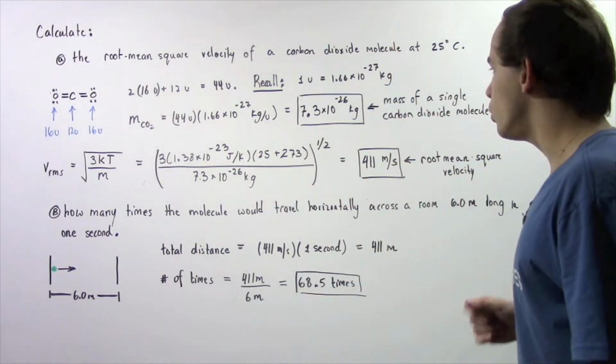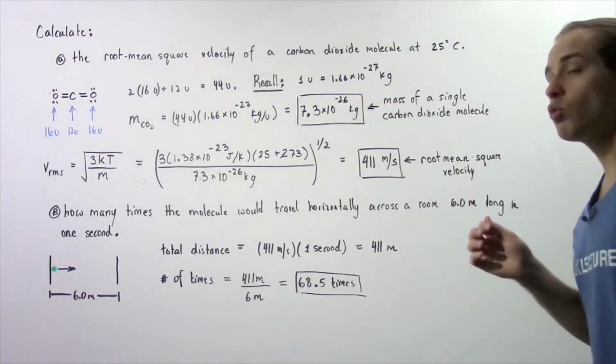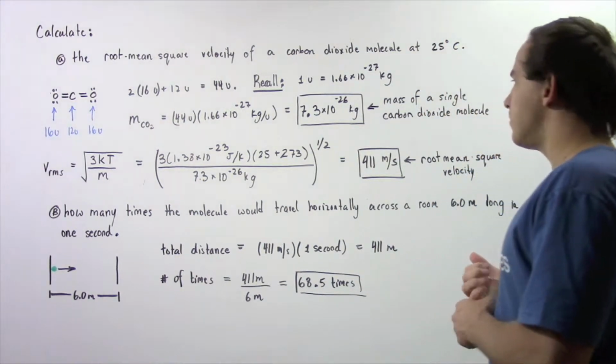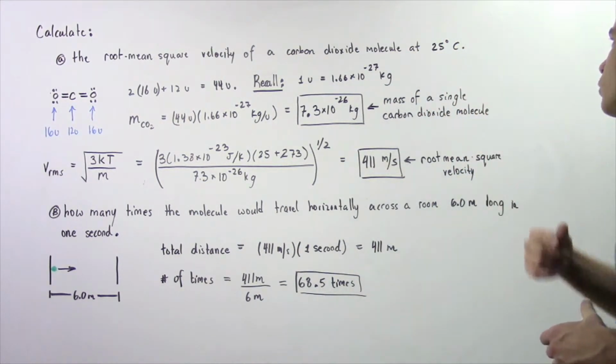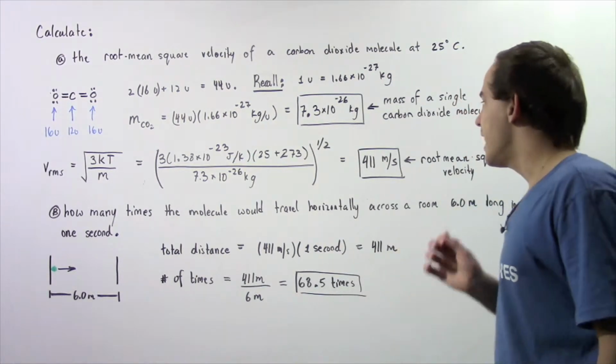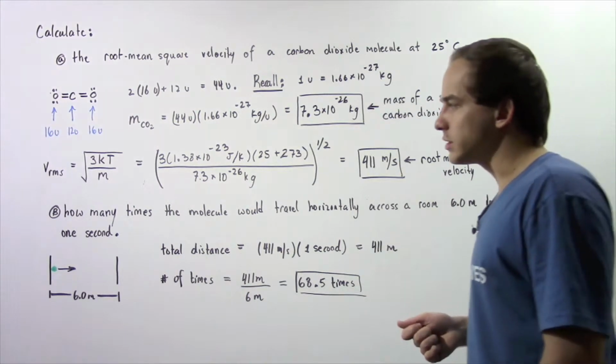We take the square root, or raise to the power of 1/2, and we find that the root mean square velocity of our carbon dioxide molecule at a temperature of 25 degrees Celsius is approximately 411 meters per second. Now let's move on to part B.